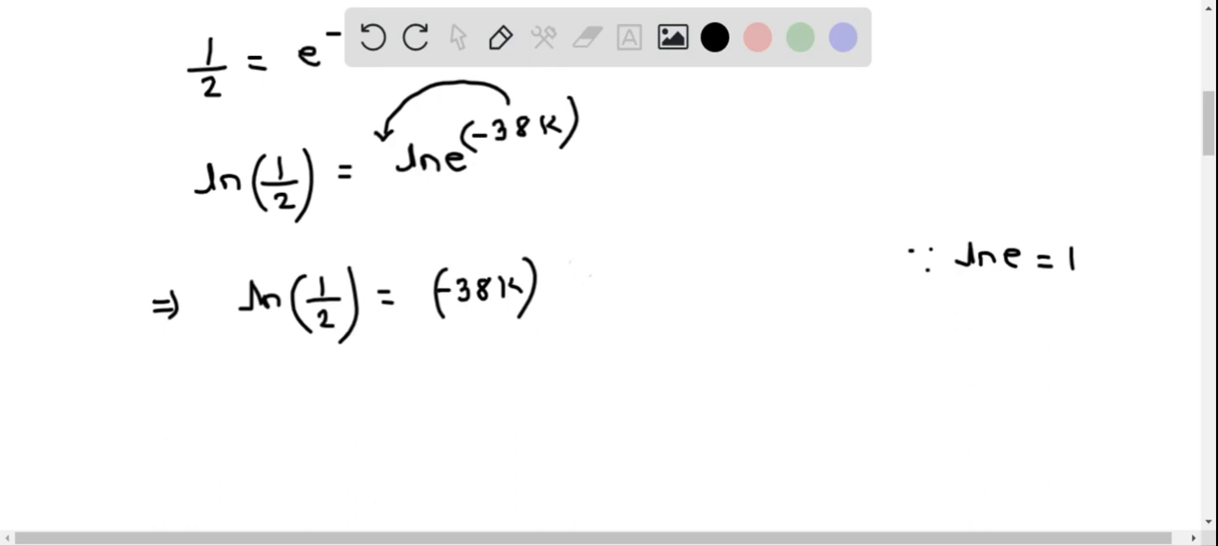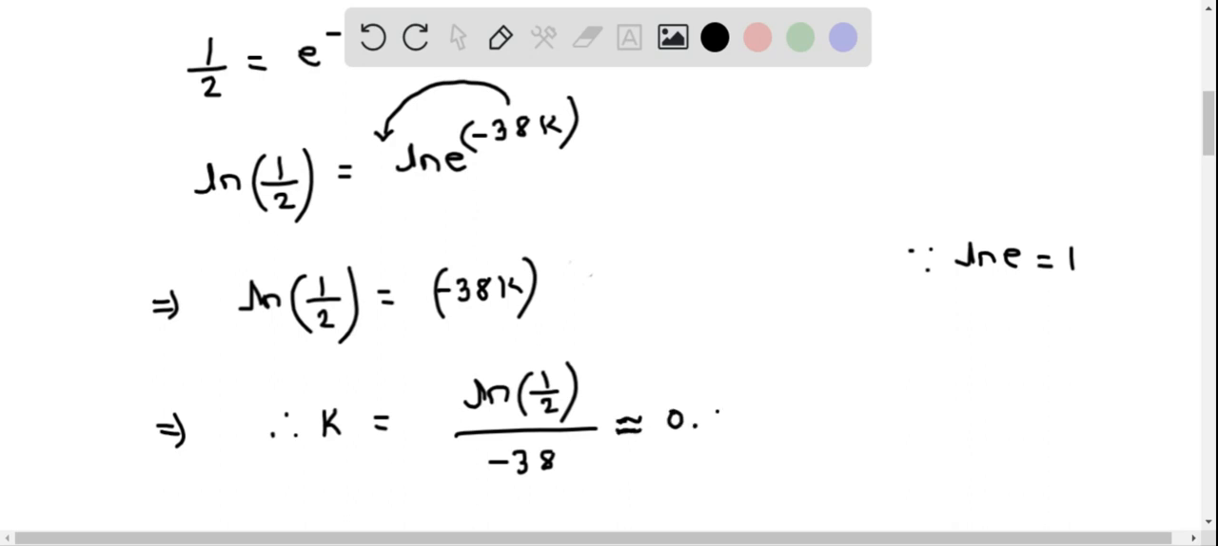We now solve for k from this equation by dividing both sides by negative 38. So k equals natural logarithm of half divided by negative 38. We put this into the calculator, and when we do that, we get the approximate value of k, which equals 0.01824.